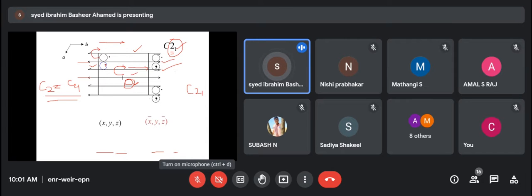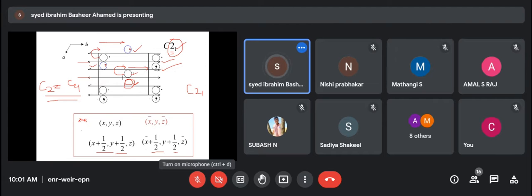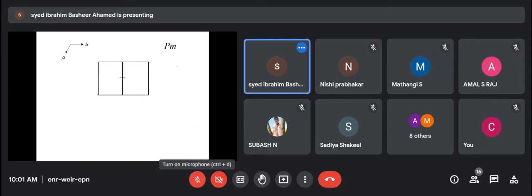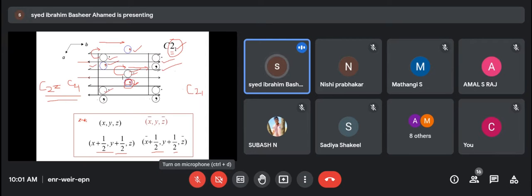So if you understand this, then you will easily write the equivalent positions. The total number of molecules in the asymmetric unit is 4. So you have 1, 2, 3, and 4. So 4 molecules, right? Sorry, these two and these two make the 4 molecules, not this one.